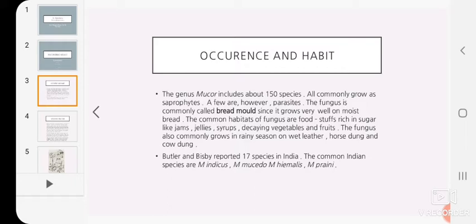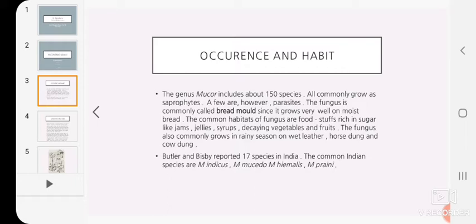So a few examples are Mucor indicus, Mucor mucedo, Mucor hiemalis, and this Mucor mucedo is also known as black mold, and it grows on moist horse dung. And one of the species is Mucor pusillus. It is pathogenic and causes bronchomycosis. Some of the species are also parasites, and some have a saprophytic mode of nutrition.